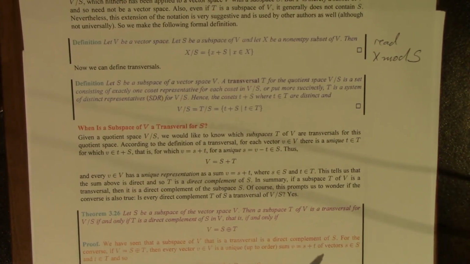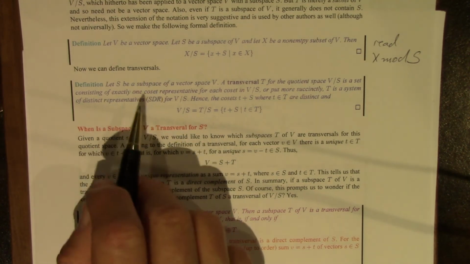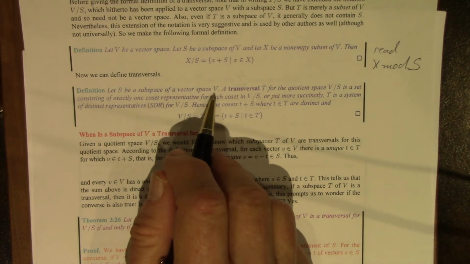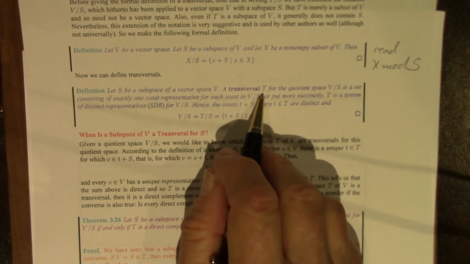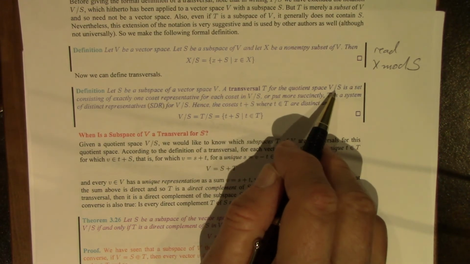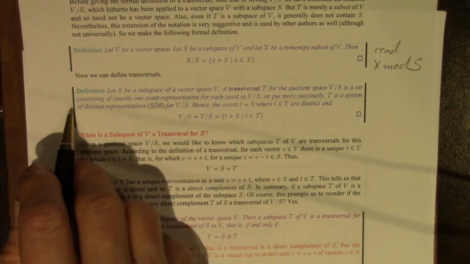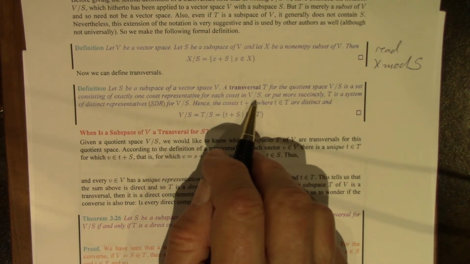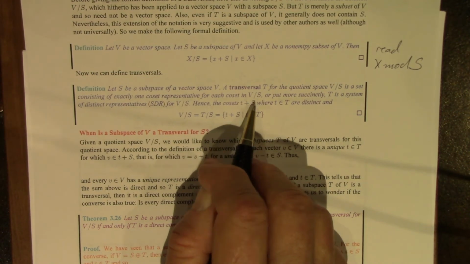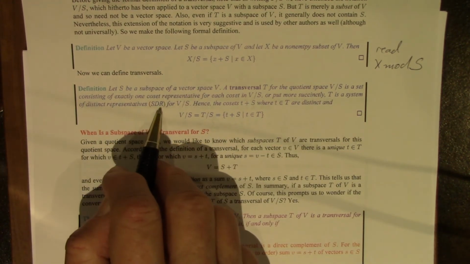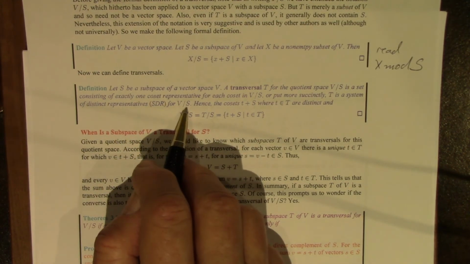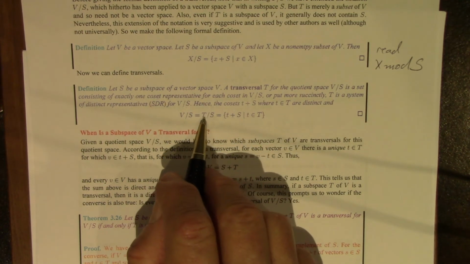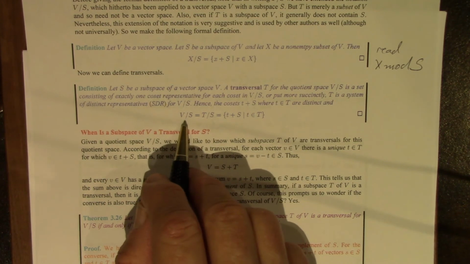Okay. Now I can give a formal definition of transversal. It's the same as what we've just discussed. S is a subspace of a vector space V. A transversal T for the quotient space V mod S is a set consisting of exactly one coset representative from each coset. Or, in other words, a system of distinct representatives for the quotient space. So, as we've said before, T mod S is the same as V mod S.